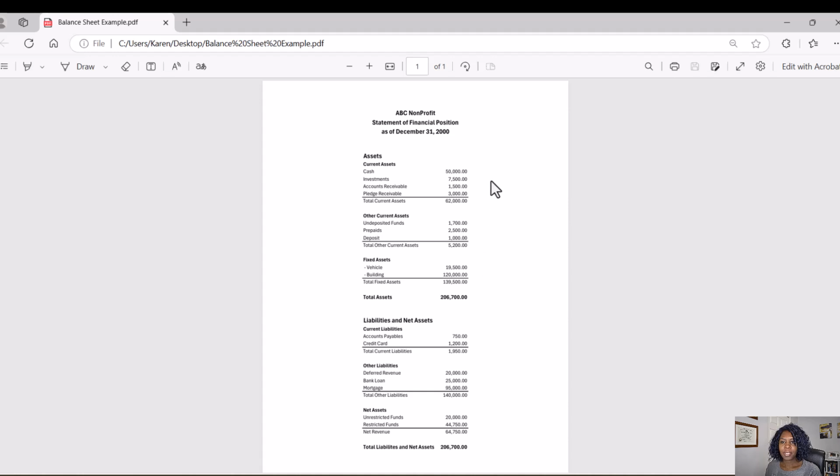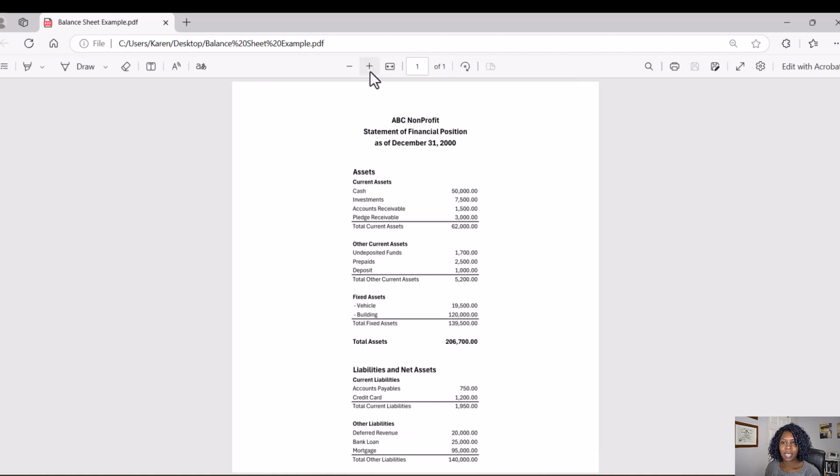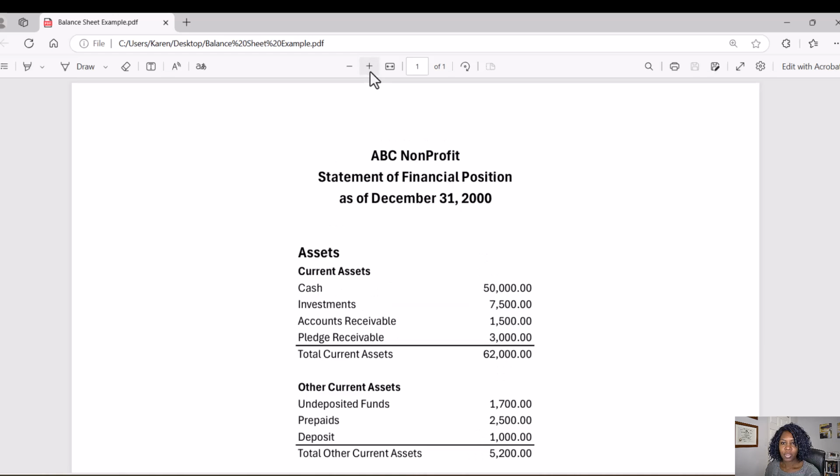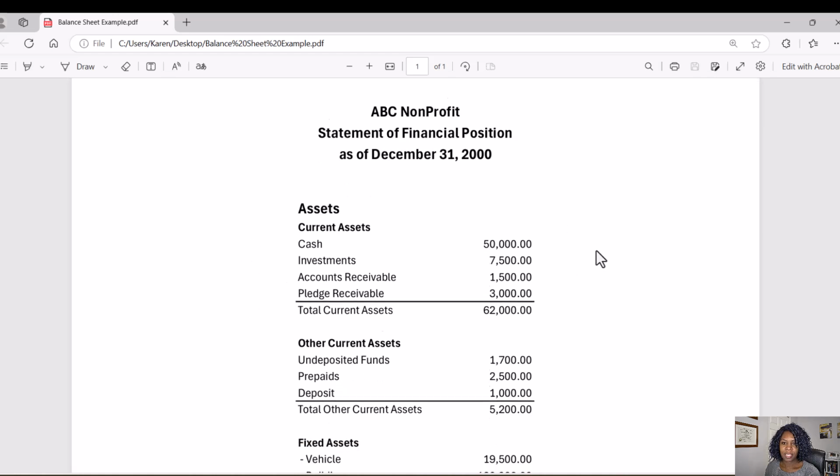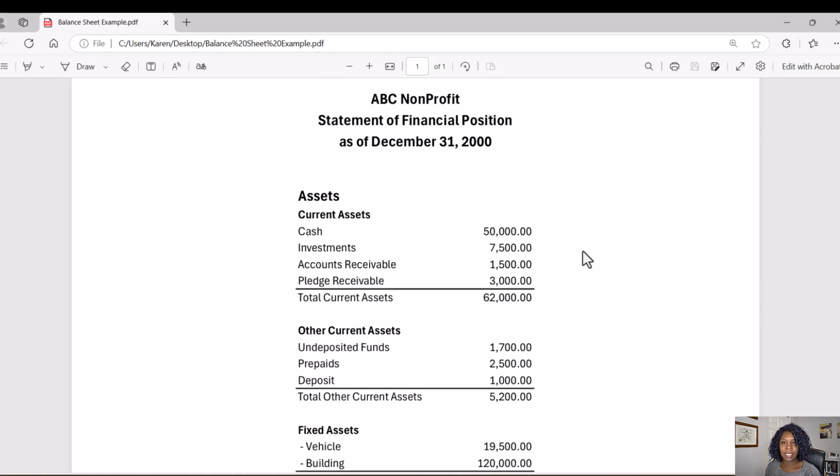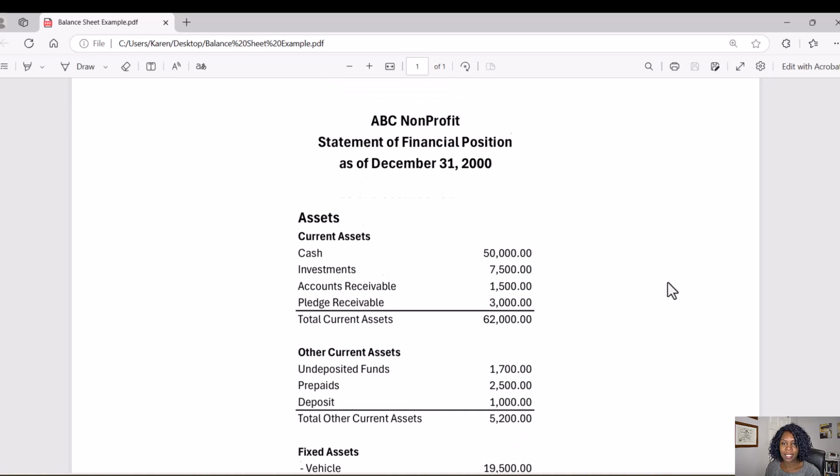Okay, so I'm just going to go over each section. I'm going to go over the assets, the liability section, and the net asset section. So let's start with the assets section. The asset section generally consists of current assets, other current assets, and your fixed assets.